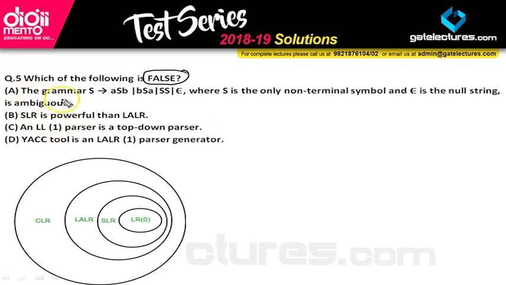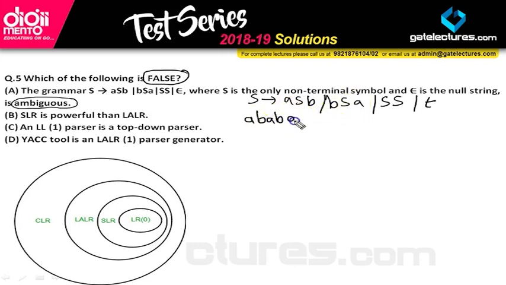The first option says the grammar they have given, S derives A S B, or B S A, or epsilon, is ambiguous, so we have to prove that it is ambiguous. Now, what is the property of being ambiguous? If it can generate more than one parse tree for the same string, then we say the grammar is ambiguous. Let's say I want to generate the string ABAB.